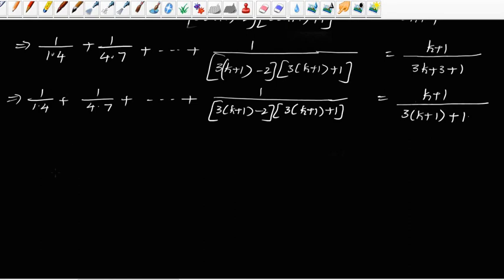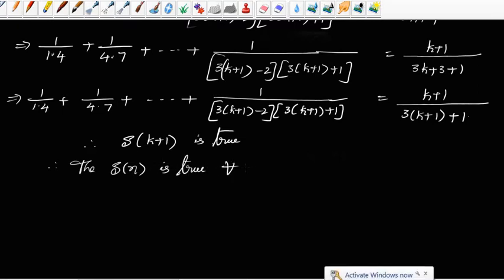So that means, therefore, the statement is true for k plus 1. S of k plus 1 is true. Finally, what we have to write? Therefore, the statement S of n is true for all n belonging to N by the principle of mathematical induction.